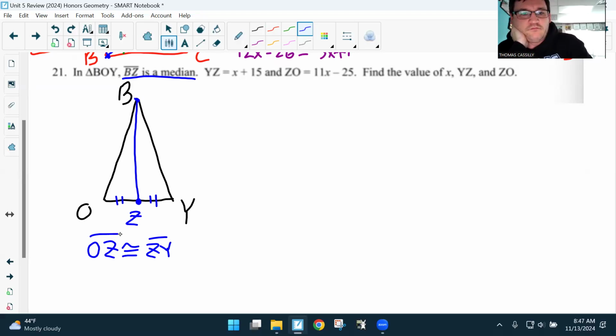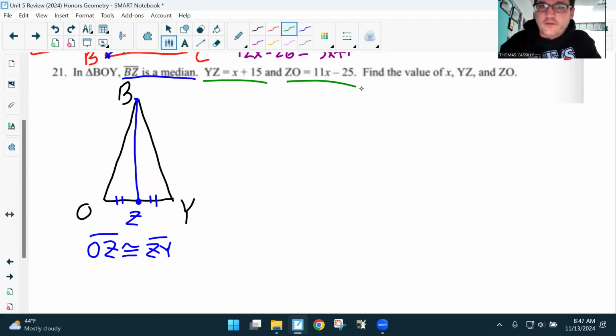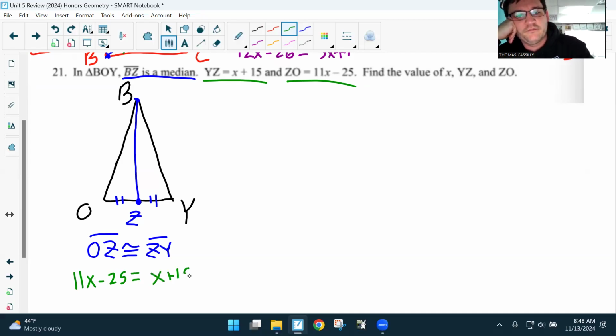All right, so let's see what we got here. YZ is x plus 15. ZO is 11x minus 25. YZ and ZY are the same thing. Remember, there's that symmetric property there. So why don't we set these expressions equal to one another? So we got 11x minus 25 equals x plus 15. There's our setup. These segments are congruent, so the expressions are equal.